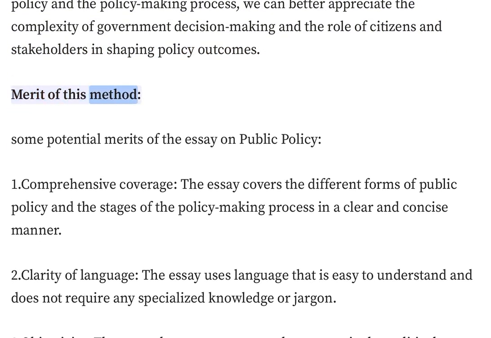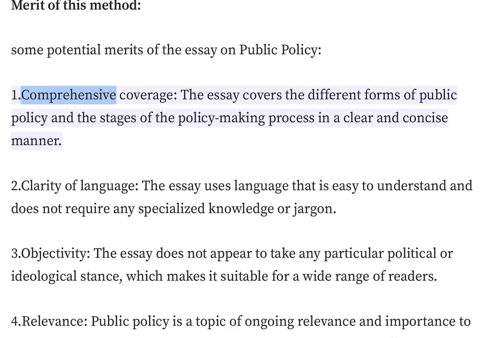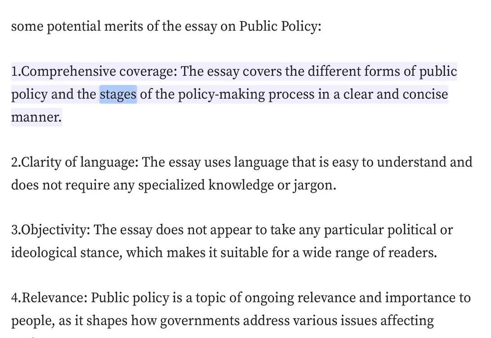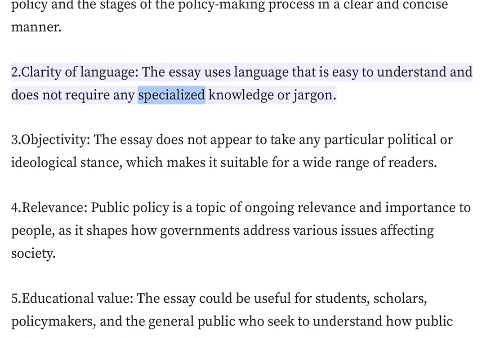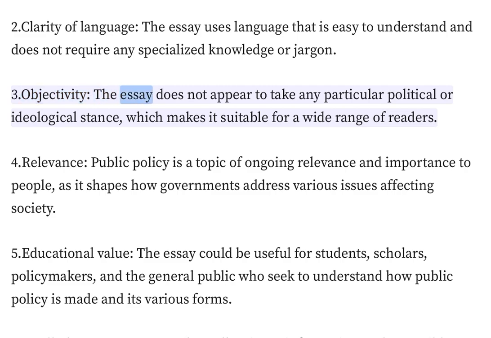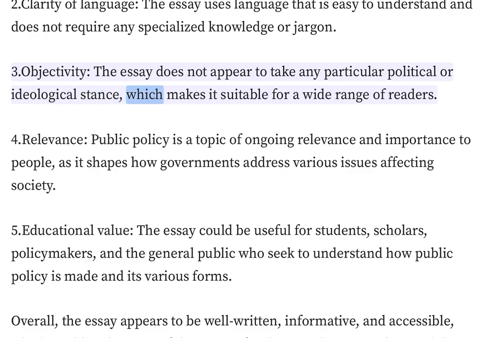Merit of this method. Some potential merits of the essay on public policy. 1. Comprehensive coverage. The essay covers the different forms of public policy and the stages of the policy-making process in a clear and concise manner. 2. Clarity of language. The essay uses language that is easy to understand and does not require any specialized knowledge or jargon. 3. Objectivity. The essay does not appear to take any particular political or ideological stance, which makes it suitable for a wide range of readers.